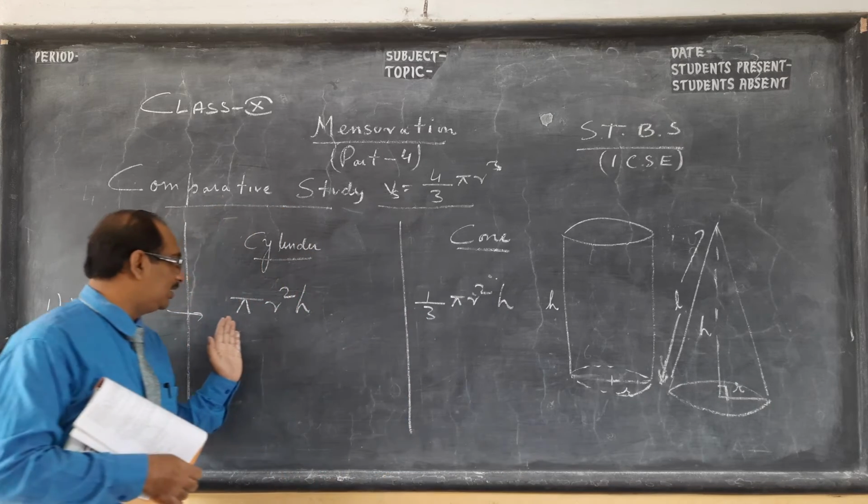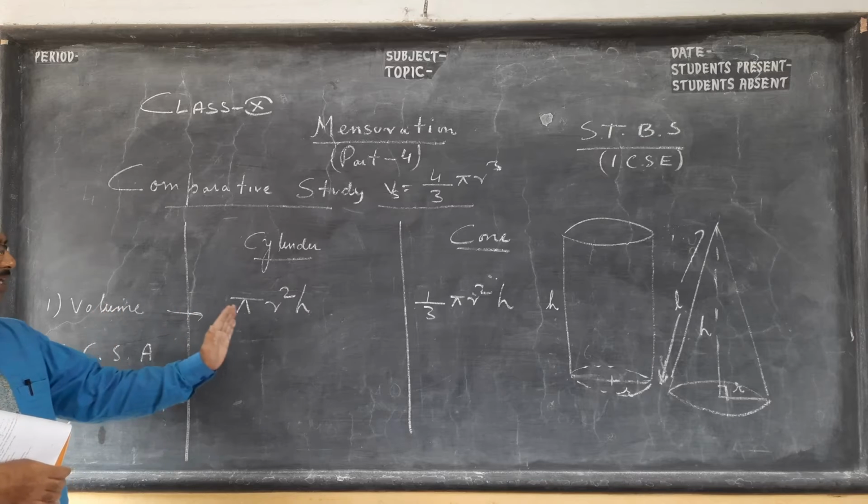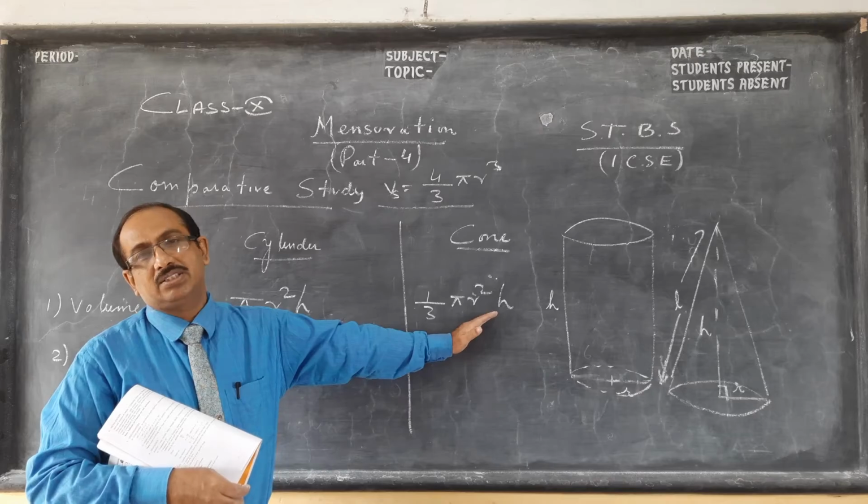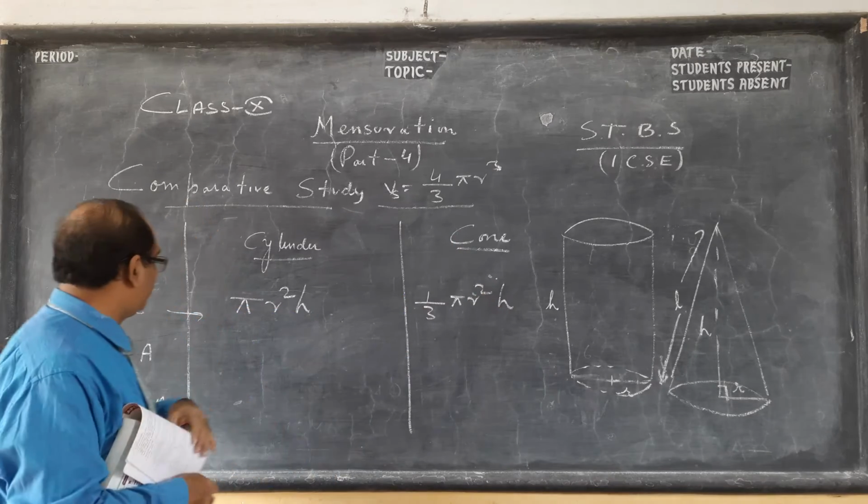So once more, we are revising. Volume of a cylinder is pi r square h. Volume of a cone is 1 by 3 pi r square h. This explanation you have seen in my previous video.